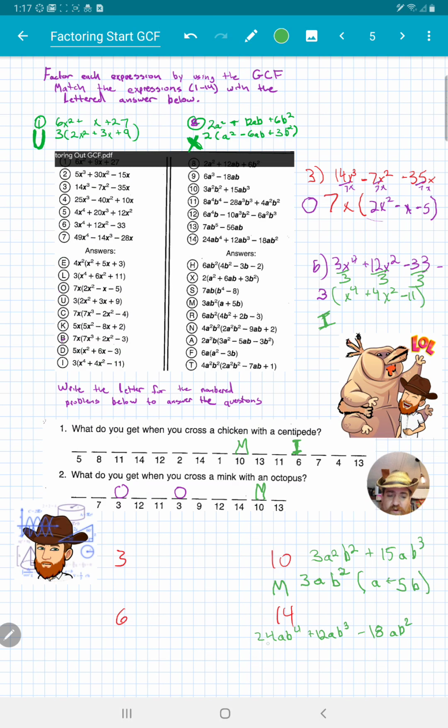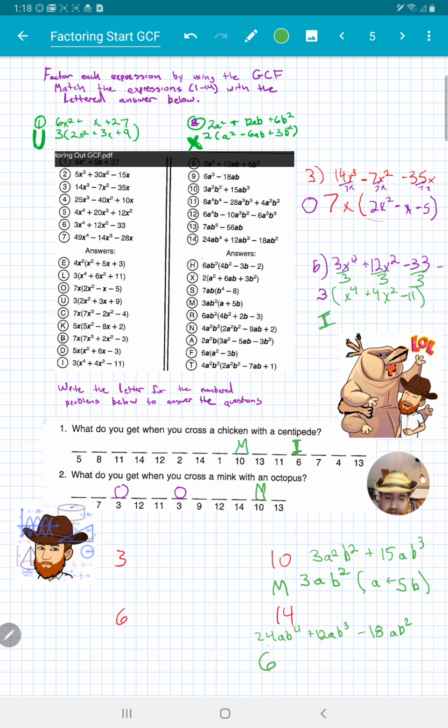All right, so numerical coefficient part. What can I divide out of 24 and 12 and 18? Can I divide 12 out of all of them? No, I can't divide 12 from 18. But what can I divide out of 18 and 12? Let's see, 9. No, can't divide 9 from 12. Oh, 6. I can divide 6 from 24, divide 6 from 12, divide 6 from 18. So that's part of my GCF.